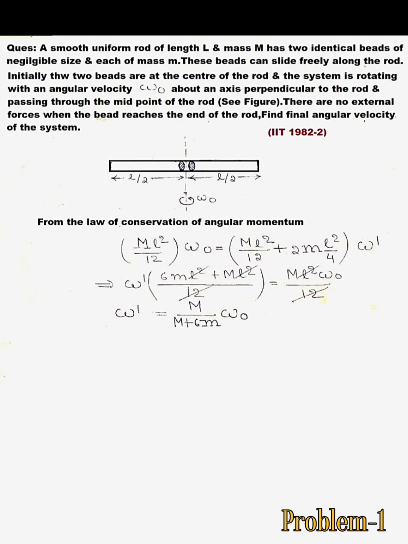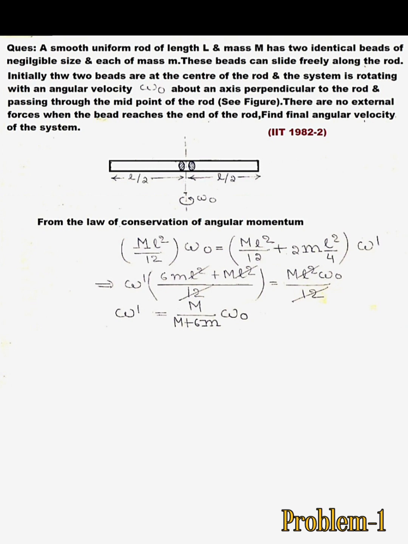Slowly, due to centrifugal force, the bead will displace towards the end position. It is asking when the bead reaches the end point, what is the angular velocity of the system. It's a simple problem. Since there is no external torque acting on the system, the angular momentum of the system will remain conserved. Initial moment of inertia of the beads will be 0 as they lie on the axis of rotation, while the rod has moment of inertia ml square by 12.